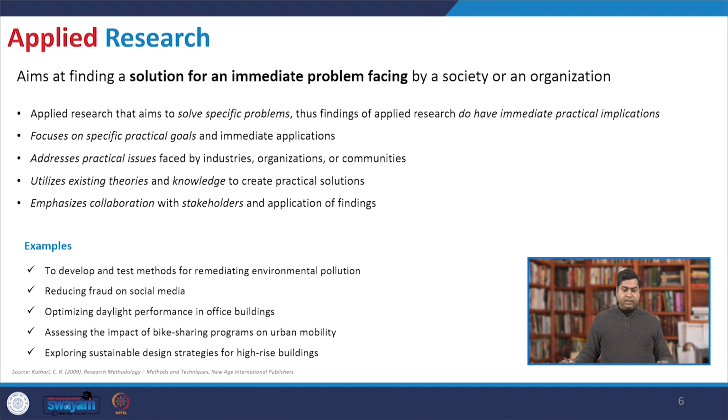Next in that line is applied research, right? It aims at finding solutions for immediate problems faced by a society or an organization. So research can be done in different ways. One may be for the advancement of the current theory, okay, whatever there is, a law, some theory, some phenomena, and then you keep on experimenting or keep on investigating to improve it, the way we have now.